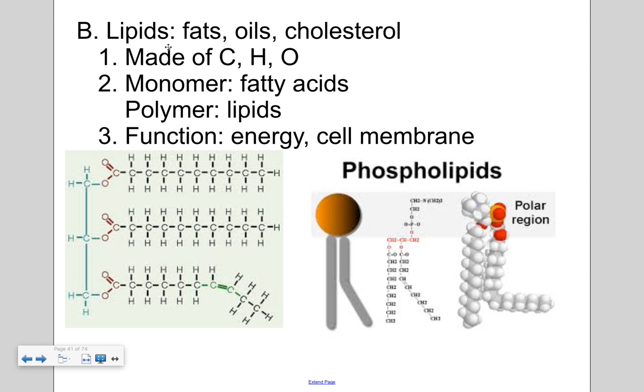All right, second macromolecule, lipids. Examples are fats, oils, and cholesterol, again made of CHO. The monomer, we call them fatty acids. The polymer is a lipid. And the function here is energy, but lipids make up the cell membrane of every cell. A cell membrane for any type of cell is made up of a phospholipid, 2 fatty acid tails, and a phosphate head.